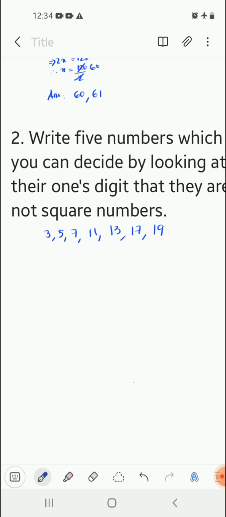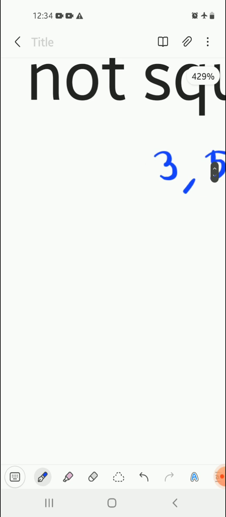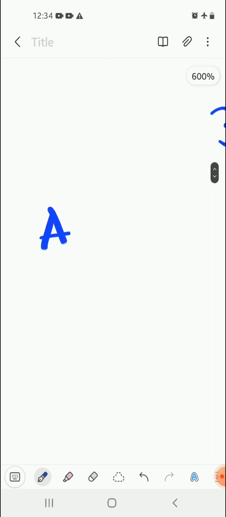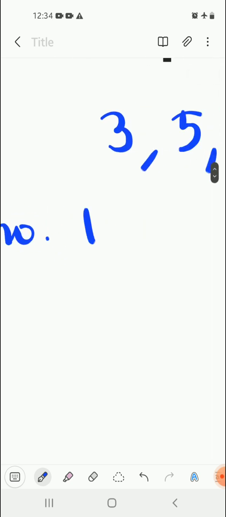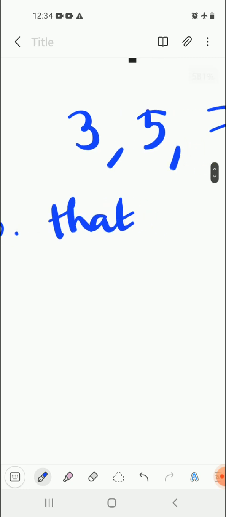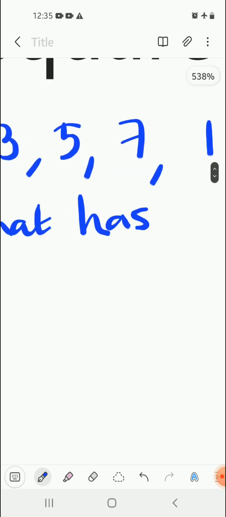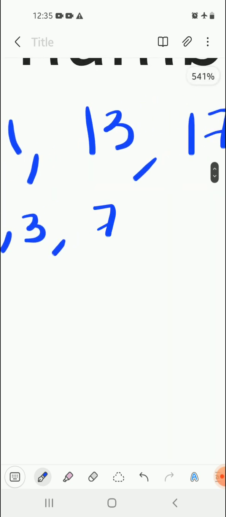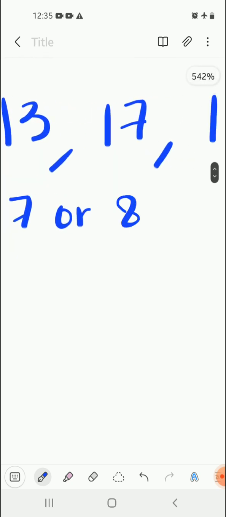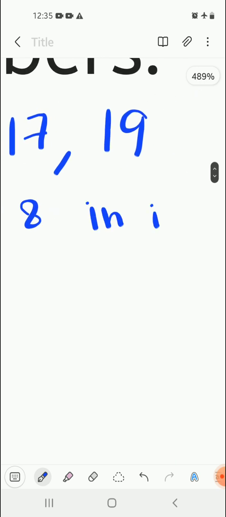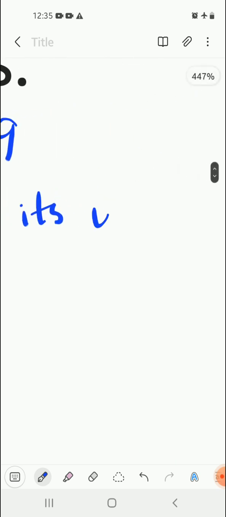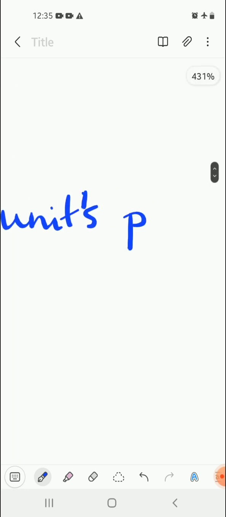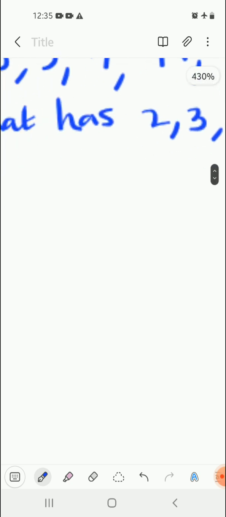Now, other than that, there is another thing, that is, we will write a rule: a number that has 2, 3, 7 or 8 in its units place cannot be a square number.